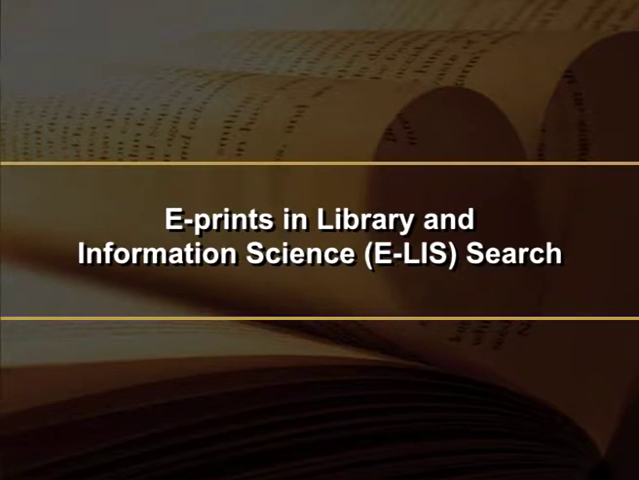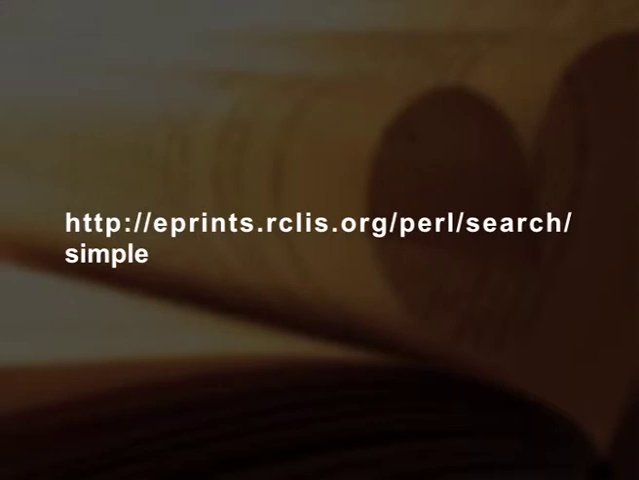ePrints in Library and Information Science, ELIS. www.elise.org. eprints.rclis.org/perl/search/simple. ELIS has been designed as an international open access archive for e-prints on library and information science and related disciplines. ePrints for LIS has been established as a community service by RCLIS, Research in Computing, Library and Information Science, to promote open access to papers on these fields.